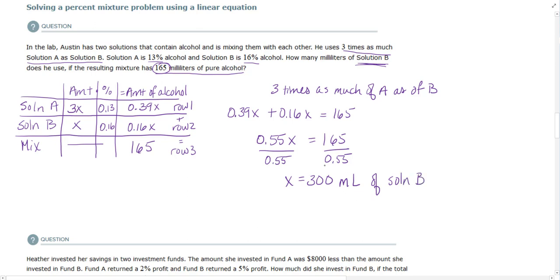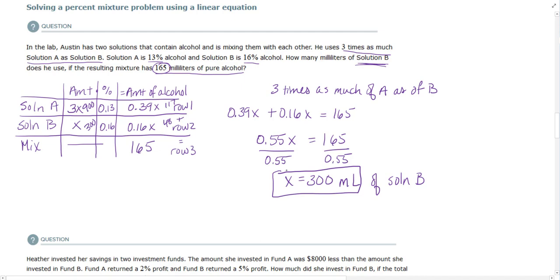Now you can check this by actually going ahead and figuring out how much there would be of the other ingredient. So solution A would be 3 times 300, which is 900, and then actually working out how many milliliters of alcohol using your percentages. So 0.13 times 900 is 117, and then 0.16 times 300 is 48. And if I add 117 and 48, I get 165. So that helps me feel pretty confident that this is the correct answer.